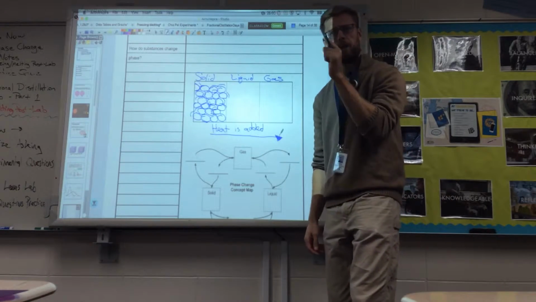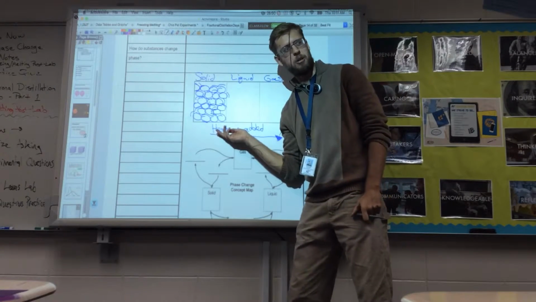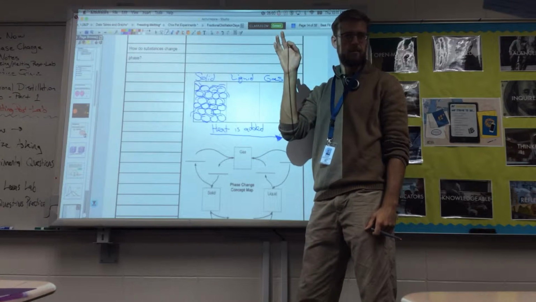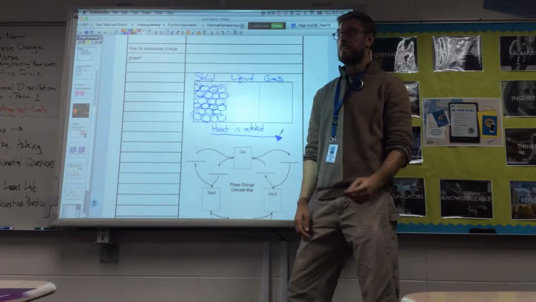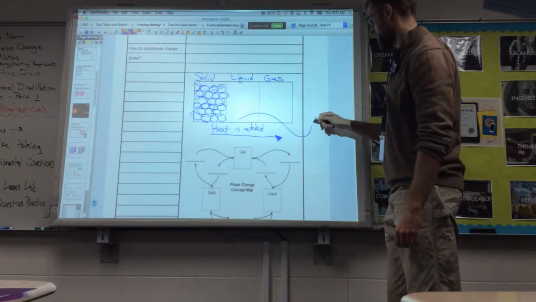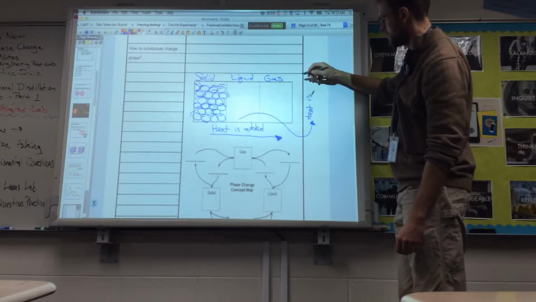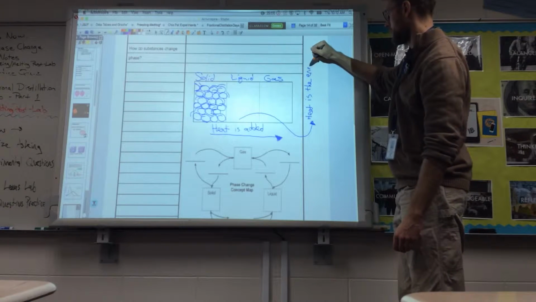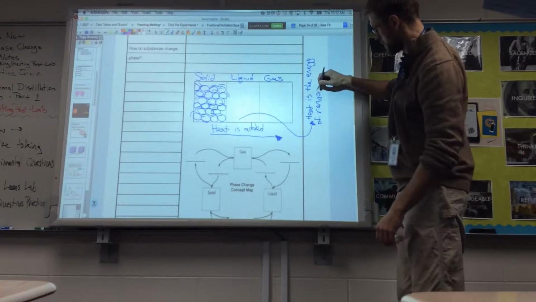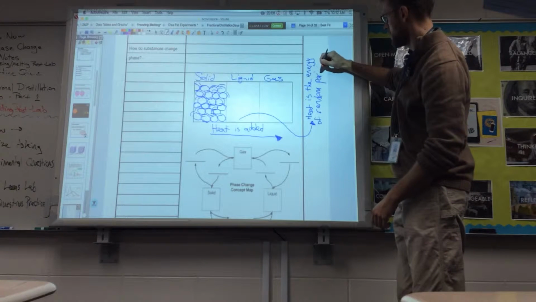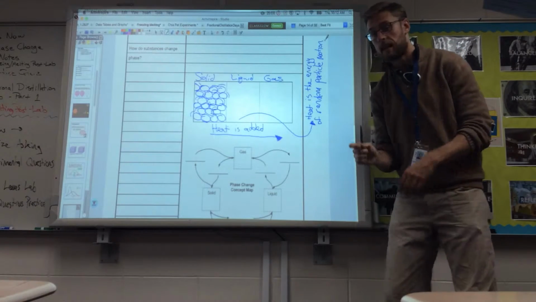Okay, I got really specific about temperature just a minute ago, right? And now I said heat is added, but nobody asked me, okay, Mr. Boder, what exactly is heat? What is heat? I'm actually going to define it right over here. Heat is the energy of random particle motion. Heat is the energy of that motion.